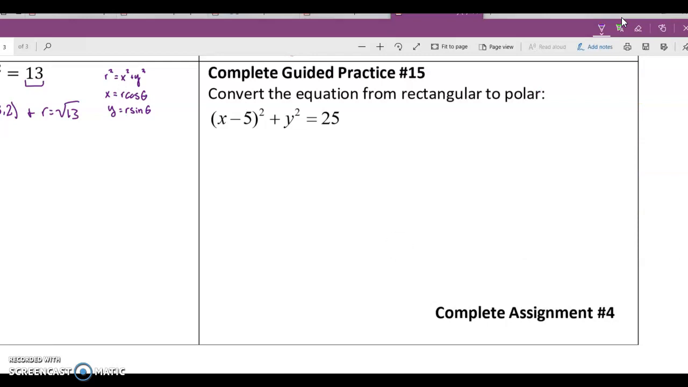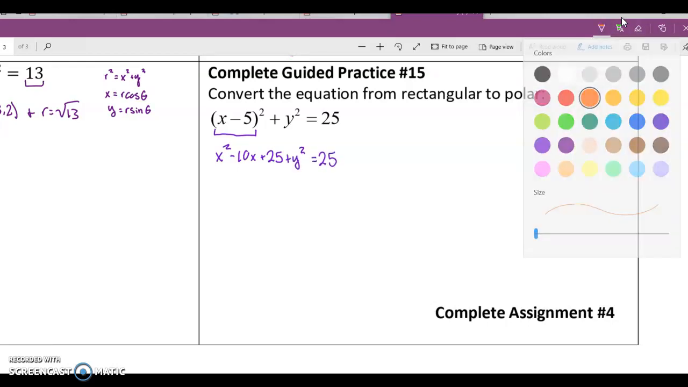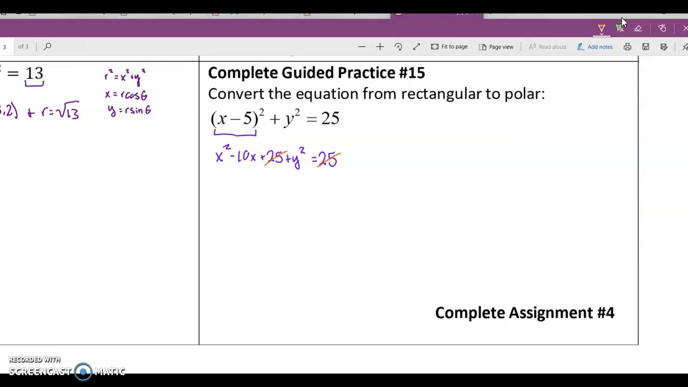Welcome back. The first thing we want to do is FOIL out this (x minus 5) squared term. Lucky for us, we just have a y squared, so that's the only FOILing we have to do. Working through this, we have x squared minus 10x plus 25 plus y squared is equal to 25. Again, look at that. So convenient that these 25s are going to cancel. And now we're going to move that 10x over to the other side. So we have x squared plus y squared is equal to 10x.